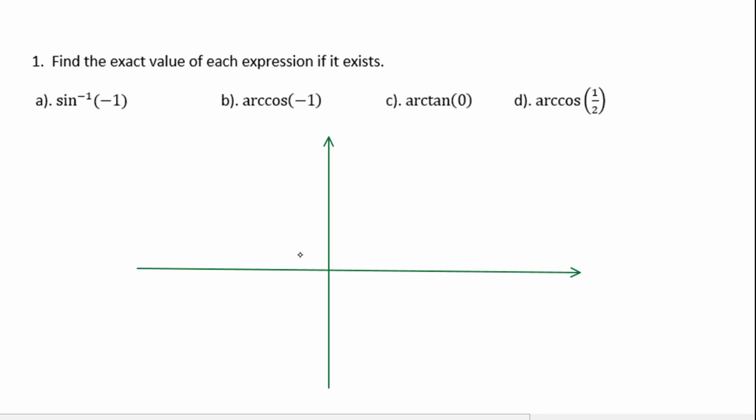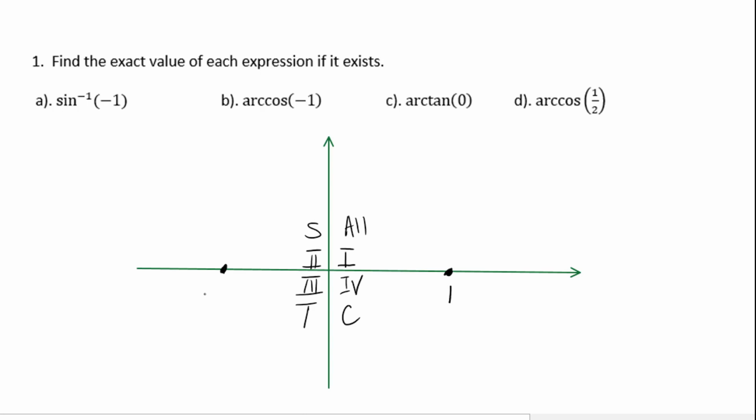This video is about inverse trig functions. Let's draw a diagram. This is quadrant 1, 2, 3, and 4. All students take calculus. Then this is the dot. Here is the dot.